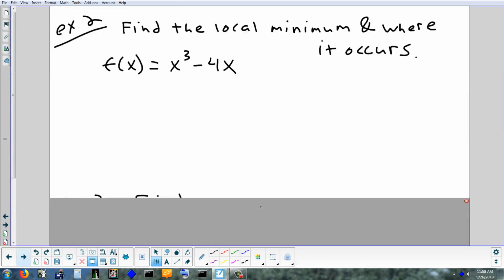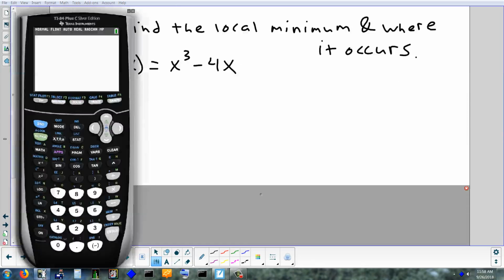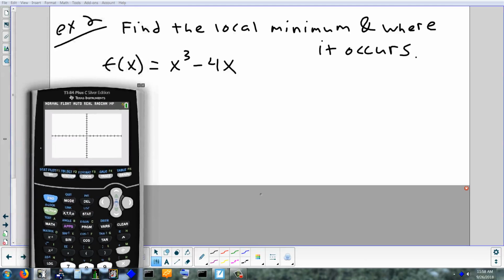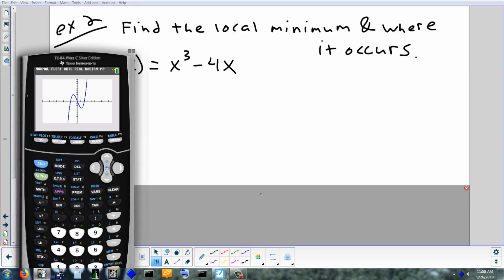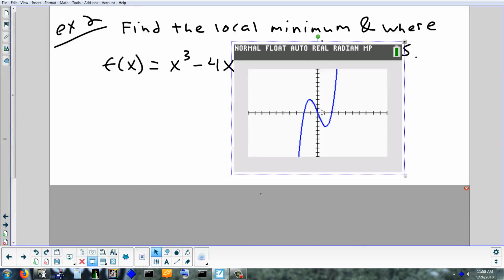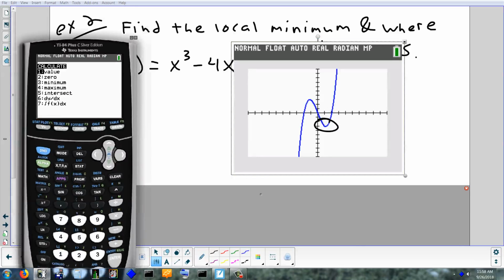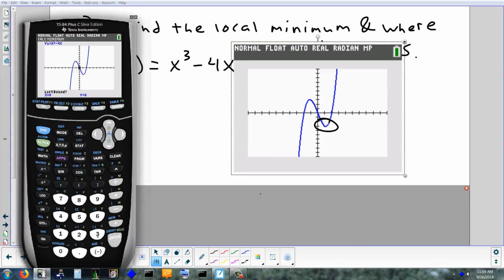So we just went through finding one, but I didn't really get to show you because my calculator freaked out. So I'll try again. X cubed minus 4x. And the directions ask me to find the local minimum. Bless you. Okay, so right there is the local minimum. Second calc minimum. Pick a point to the left, pick a point to the right, and do a guess.